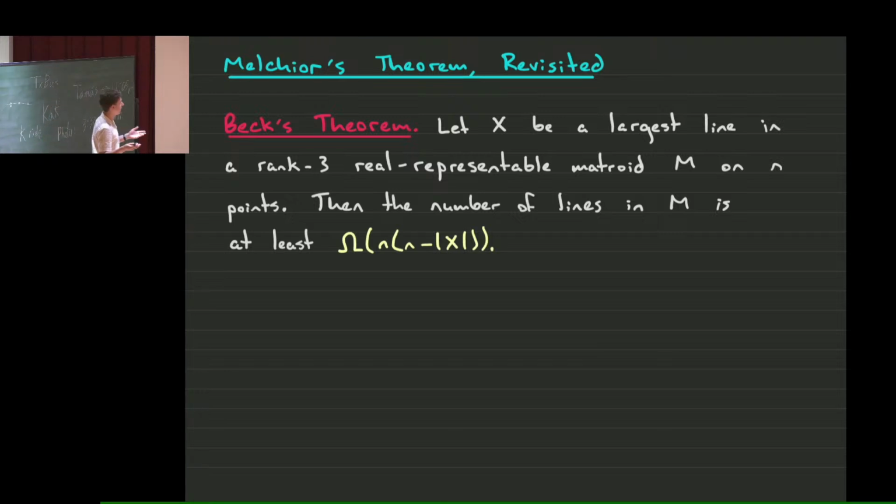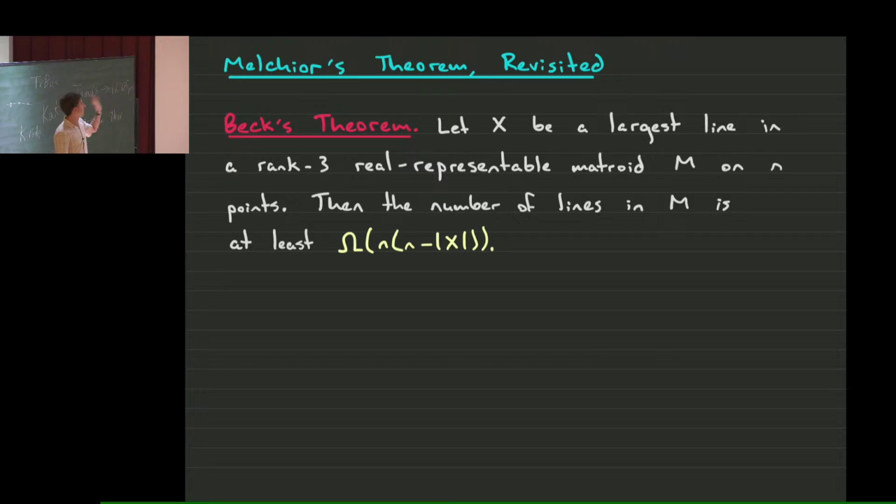Incidentally, I forgot to make the disclaimer I planned to make, which is that you can assume that any matroid I'm talking about is simple. Okay, that's important. And so when I talk about the size of a largest line, I mean the number of points, the number of elements. You can just assume that I'm talking about a simple matroid if you like.